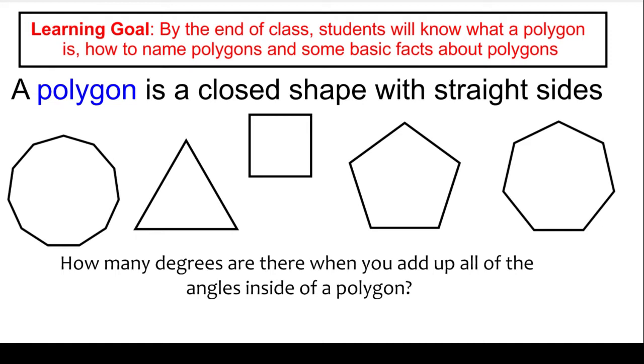And so I'm giving you some examples of things that are polygons. You're familiar with many of them. We have something that looks like a quadrilateral, right? A triangle, pentagons, hexagons, okay?